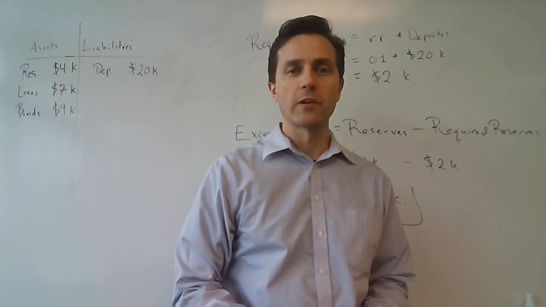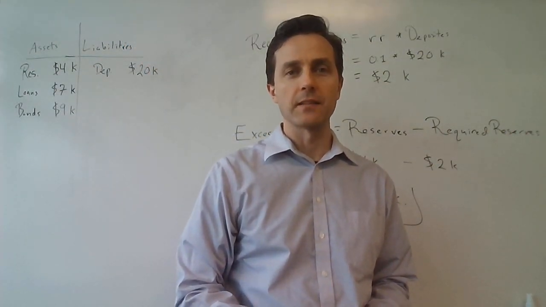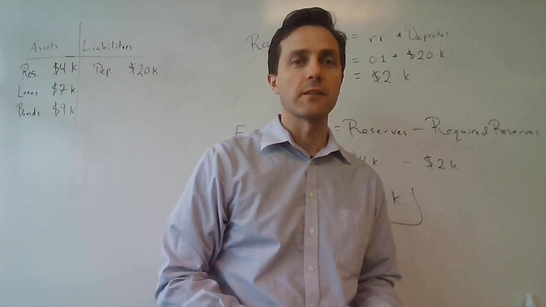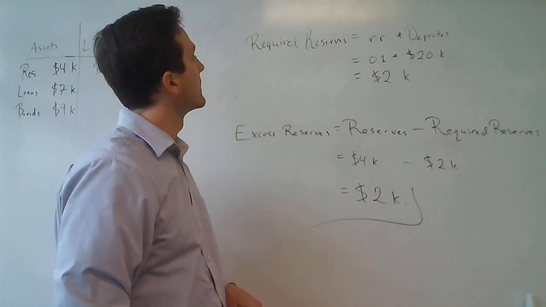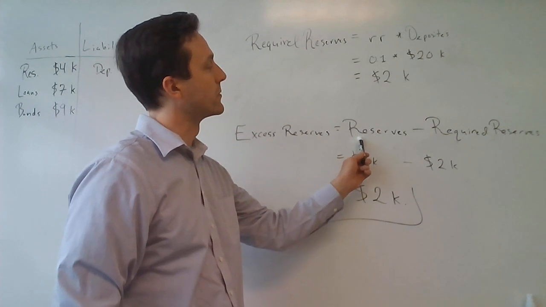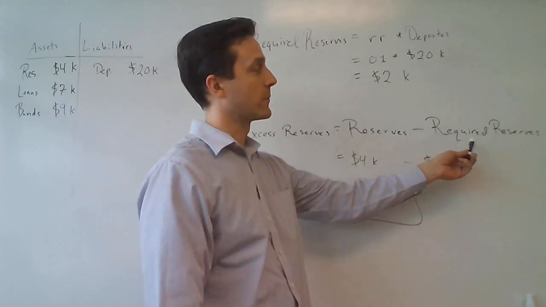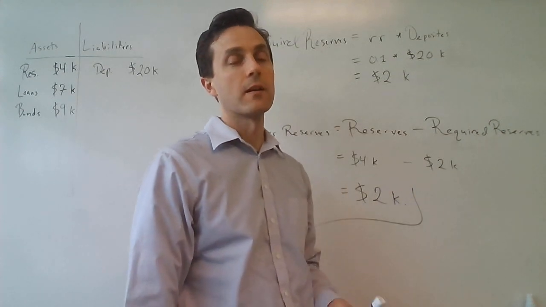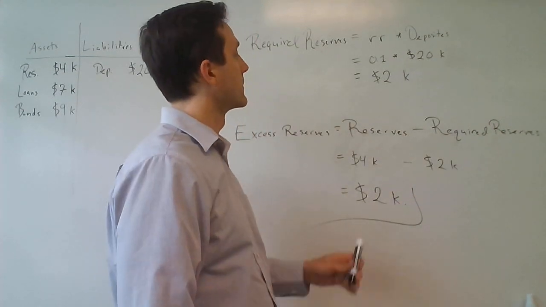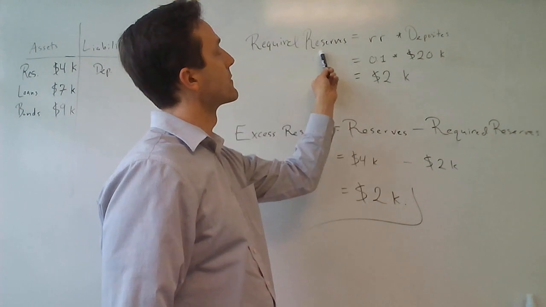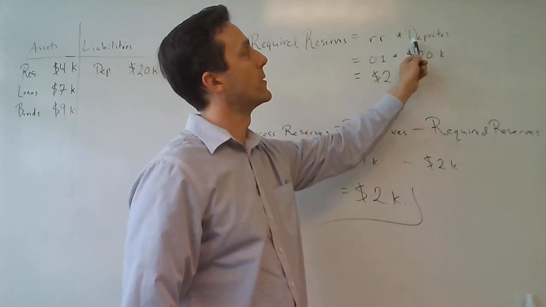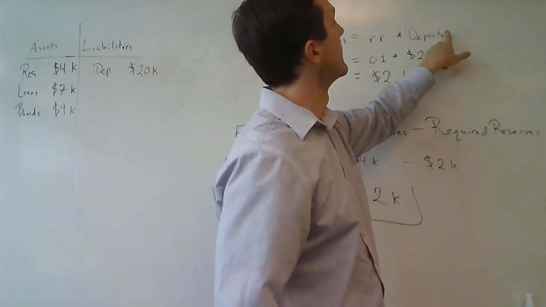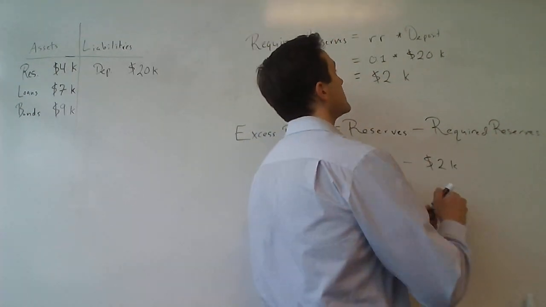Okay, in this video, we are going to calculate a bank's level of excess reserves. So remember, excess reserves are equal to a bank's reserves minus required reserves, the level of reserves that's required to hold by law. Required reserves are the required reserve ratio times the quantity of deposits.